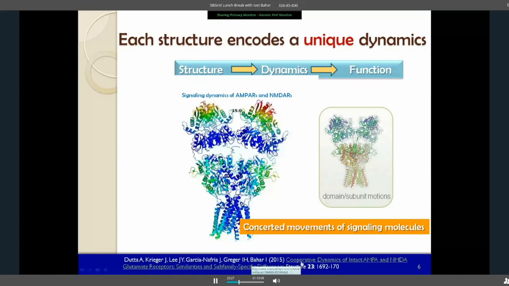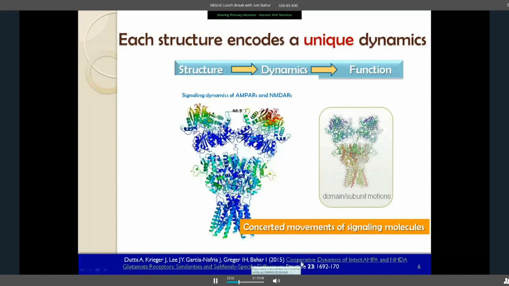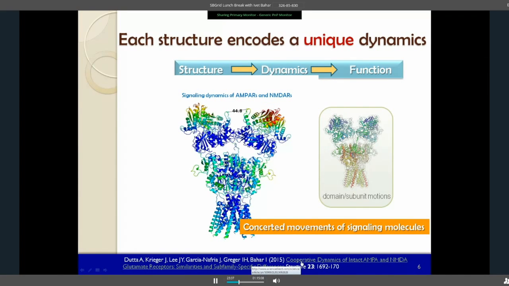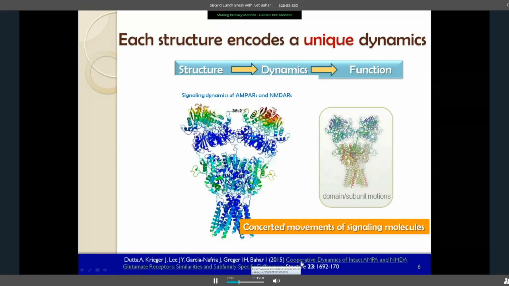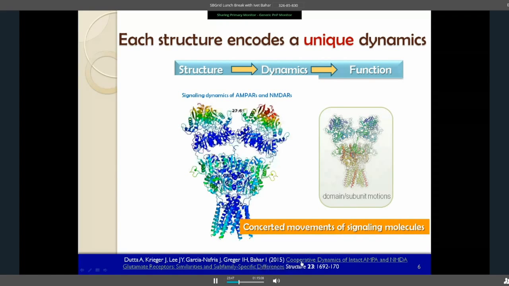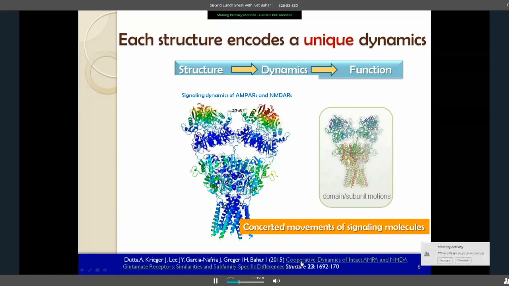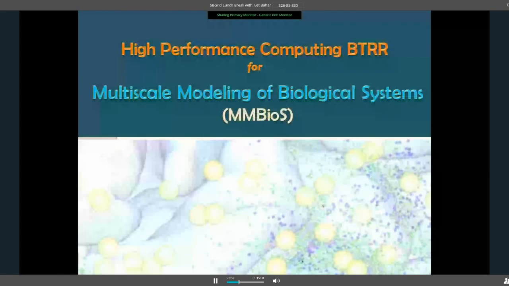So the bottom line is that we are able to predict this type of very cooperative events that are uniquely encoded by the structure. And these help to come up with testable hypotheses about the mechanism of function. This is just a general overview of ProDy.